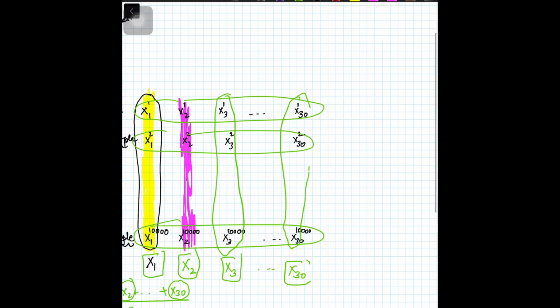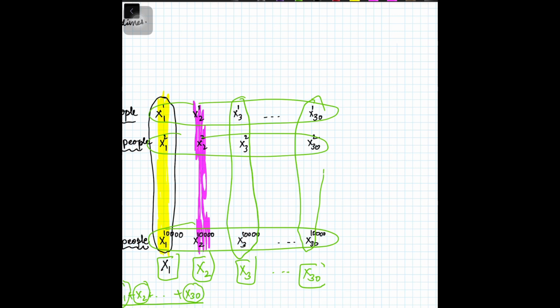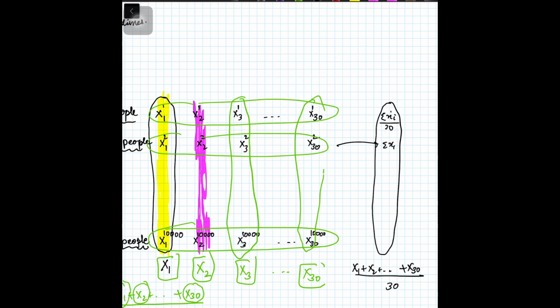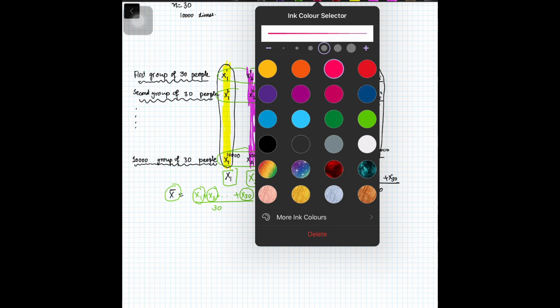So if I do this, let me add another column. If I add x1 plus x2 plus so on x30 divided by 30, I'll get another column which will be nothing but summation xi1 divided by 30. Here I'll get summation xi2 divided by 30. Here I'll get summation xi 10,000 divided by 30. So that's what we were talking about in the last video. Okay, great.